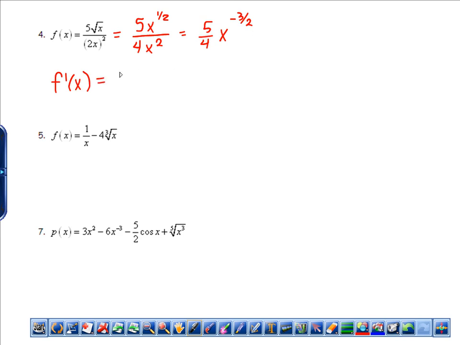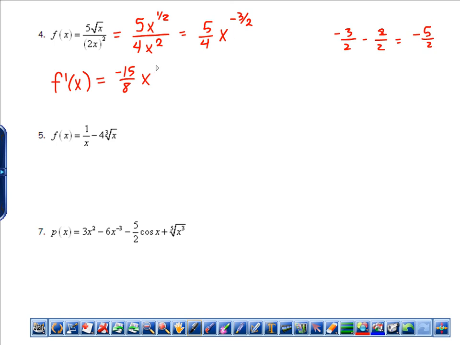-3/2 times 5/4 is going to be -15/8, if you just multiply numerator to numerator, denominator to denominator. And now I need to do 1 less, so I need to subtract 1 from -3/2. If you need to do scratch work over here to make sure that you don't make a mistake, do that. Okay, you end up getting -5/2.